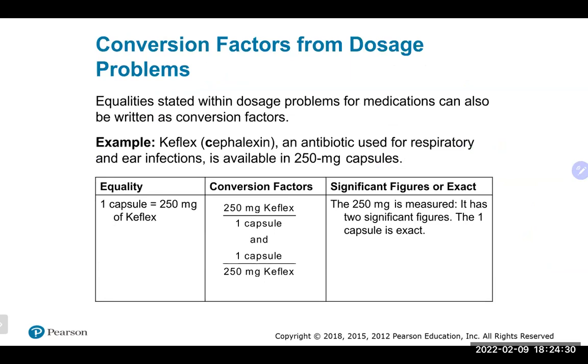Sometimes doses as well. It's kind of like the one we just saw before. So Keflex, 250 milligrams per capsule. Again, that 250 is a measured value, which means you do need to take it into consideration when you're doing a conversion. So, probably, like I said, 95 times out of 100, if you're doing a conversion, that original number is probably the right sig figs.